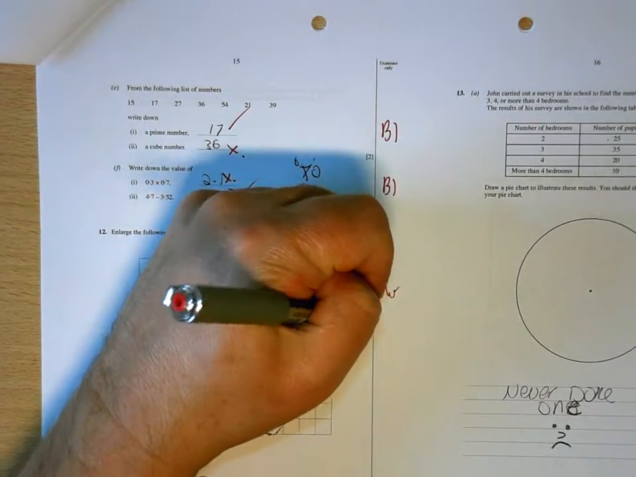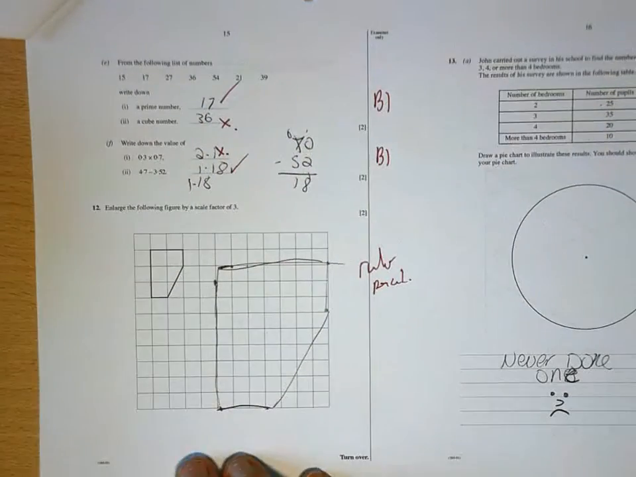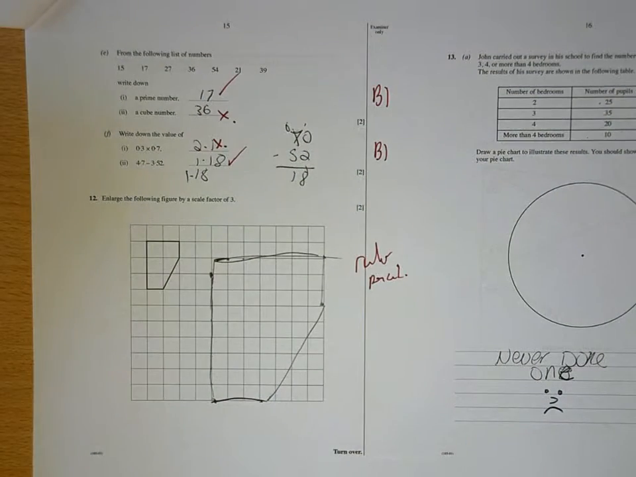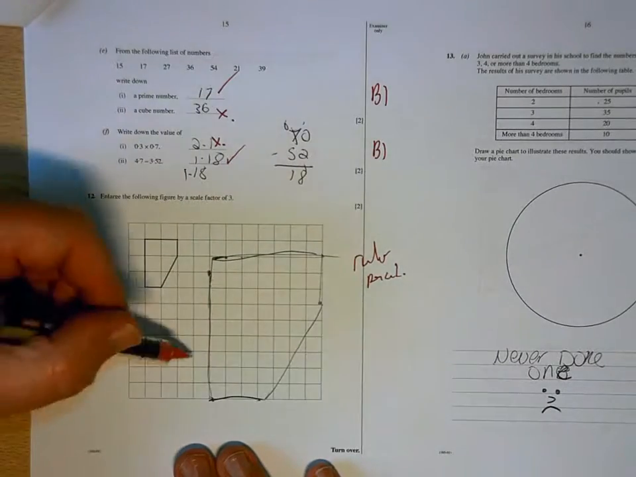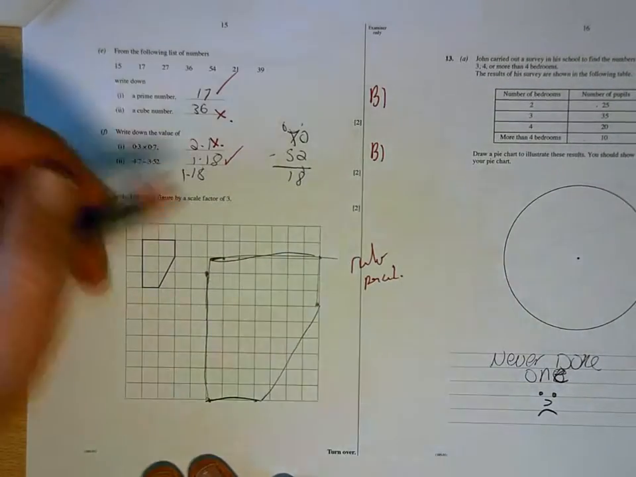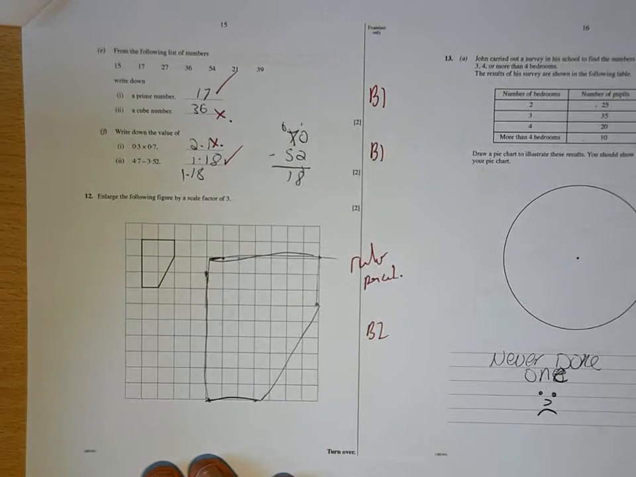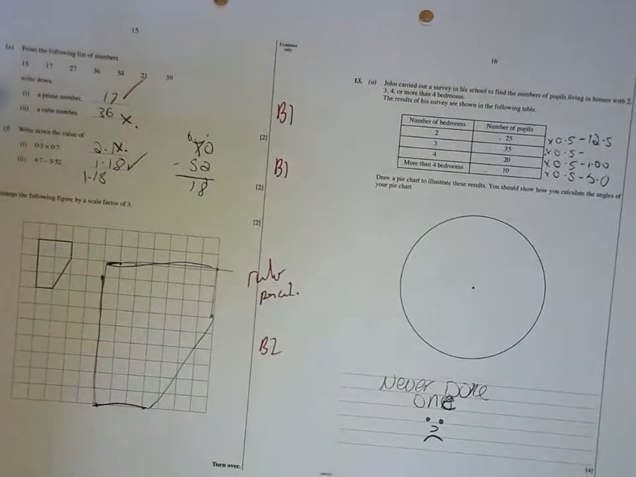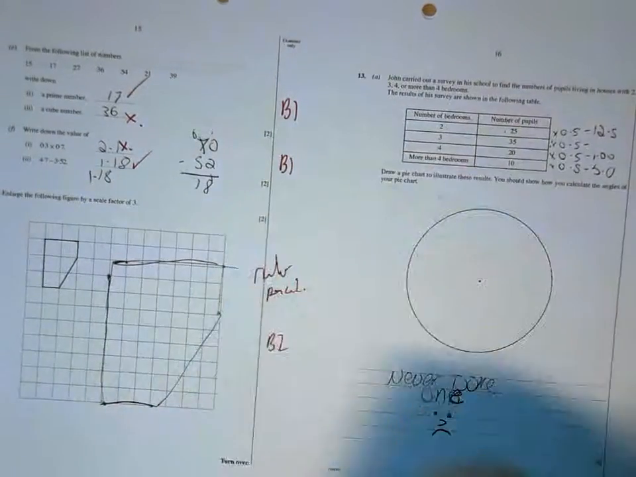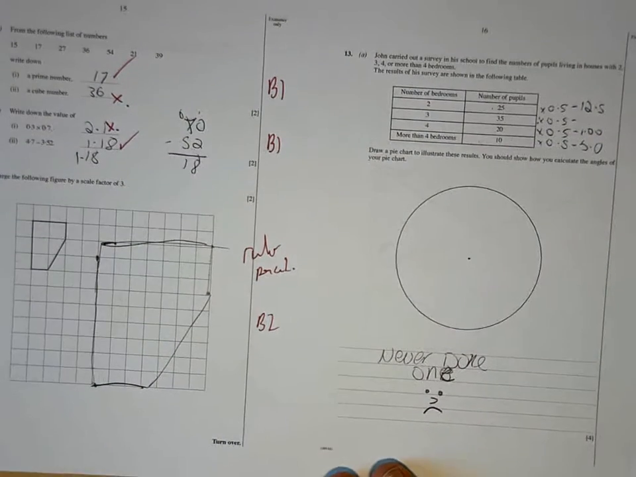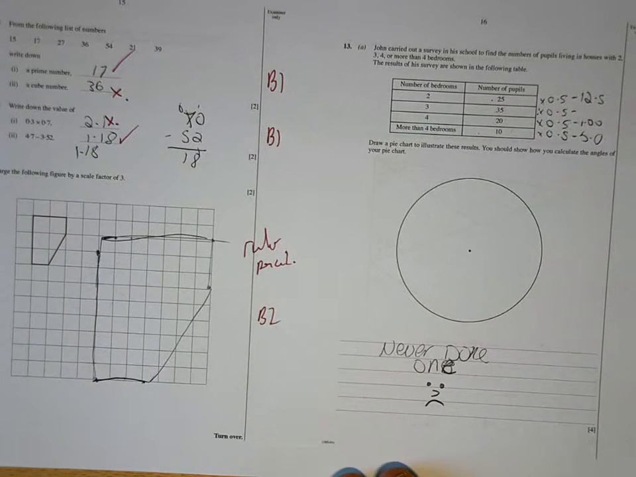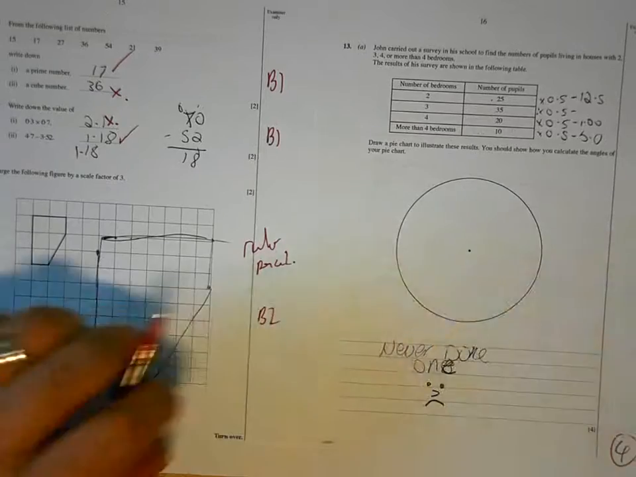Ruler, pencil, again, first time you've been with me, I'll give you the benefit of the doubt, but you wouldn't get full marks for that in the proper exam. We'll do some practice on pie charts soon, so don't worry about that. 4 for the page.